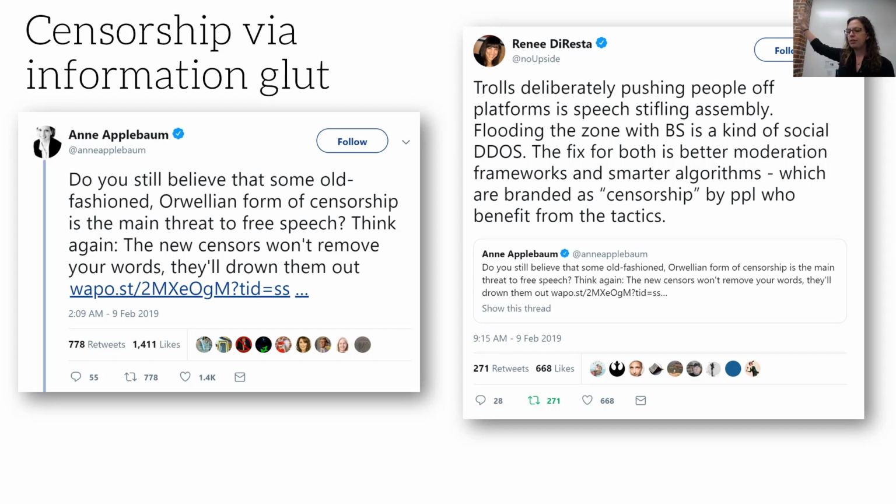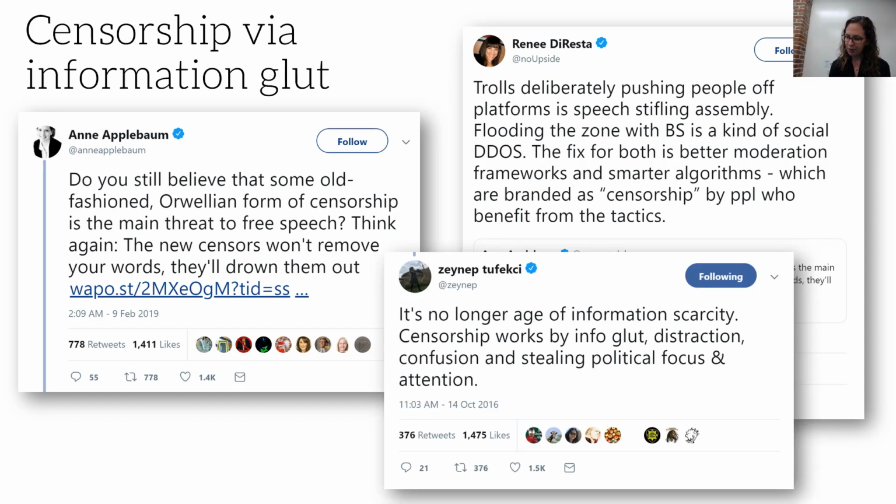The phrase flooding the zone with shit comes from Steve Bannon describing his media strategy of putting so much negative stuff out there that it can be overwhelming. Zeynep has tweeted and written, "It's no longer the age of information scarcity. Censorship works by info glut, distraction, confusion, and stealing political focus and attention."